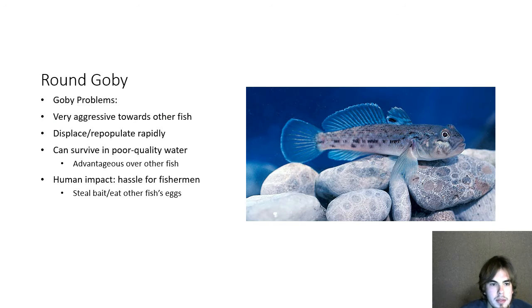So some problems that the goby causes: they are very aggressive towards other fish, which you wouldn't really think was a thing considering how small they are. But they can displace native fish very rapidly, and they can also reproduce very, very rapidly, which is probably why they spread to the rest of the Great Lakes after their arrival in only 4 years. They can also survive in poor quality water, which is a huge advantage that they have over other fish.